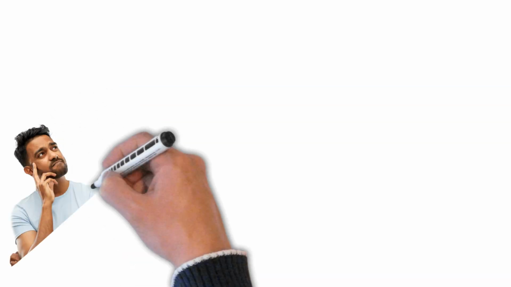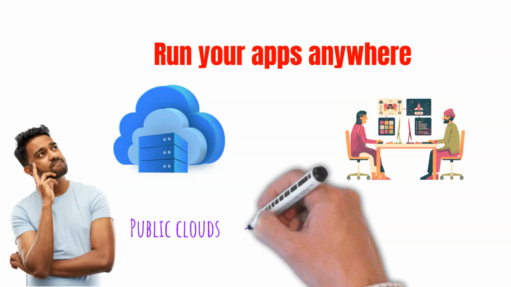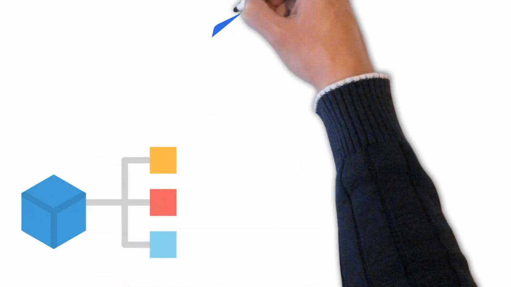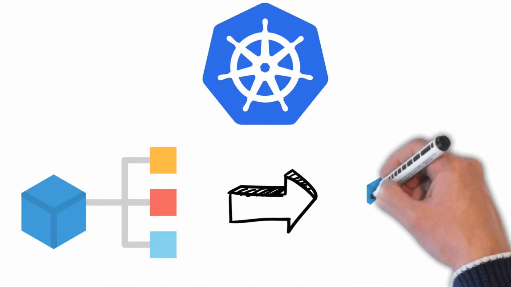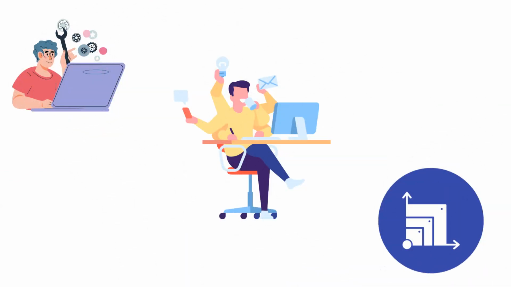Another advantage is that you can run your apps anywhere, which means you can run them on public clouds, on-site, and in hybrid deployments in between. This allows you to run your applications wherever you need them. If a cluster is too big to run a service, Kubernetes can automatically scale it down. This allows you to run your applications efficiently and scale them up or down automatically based on demand.